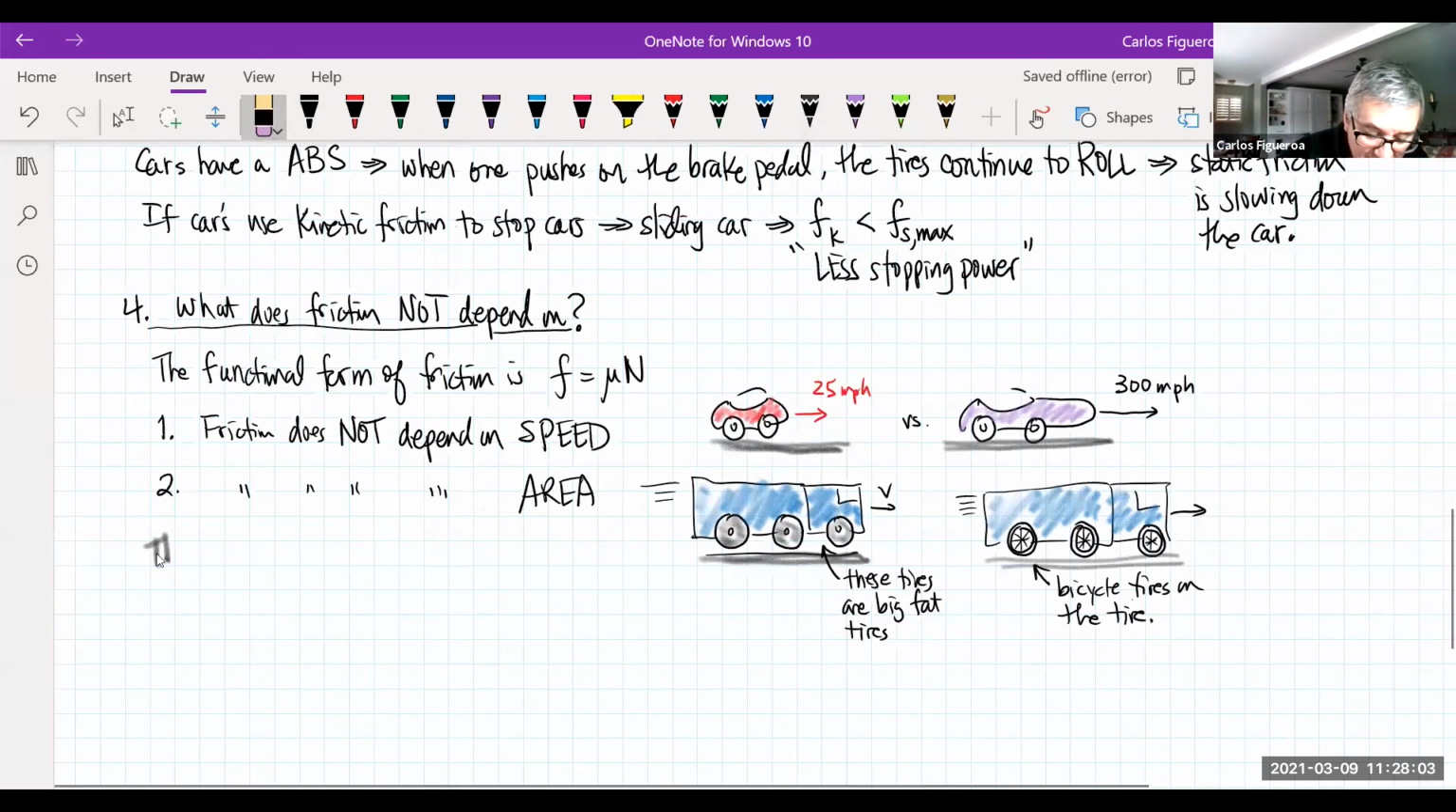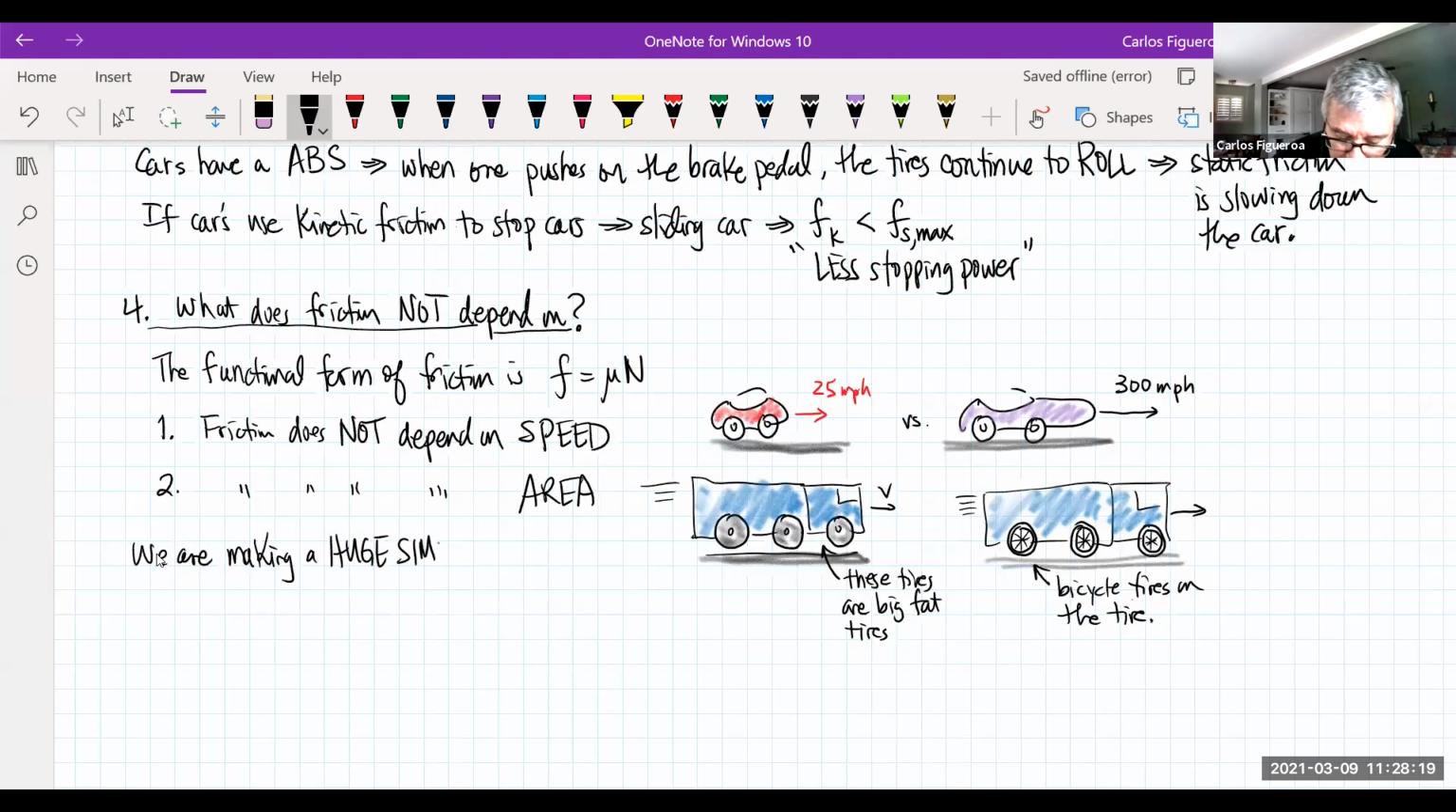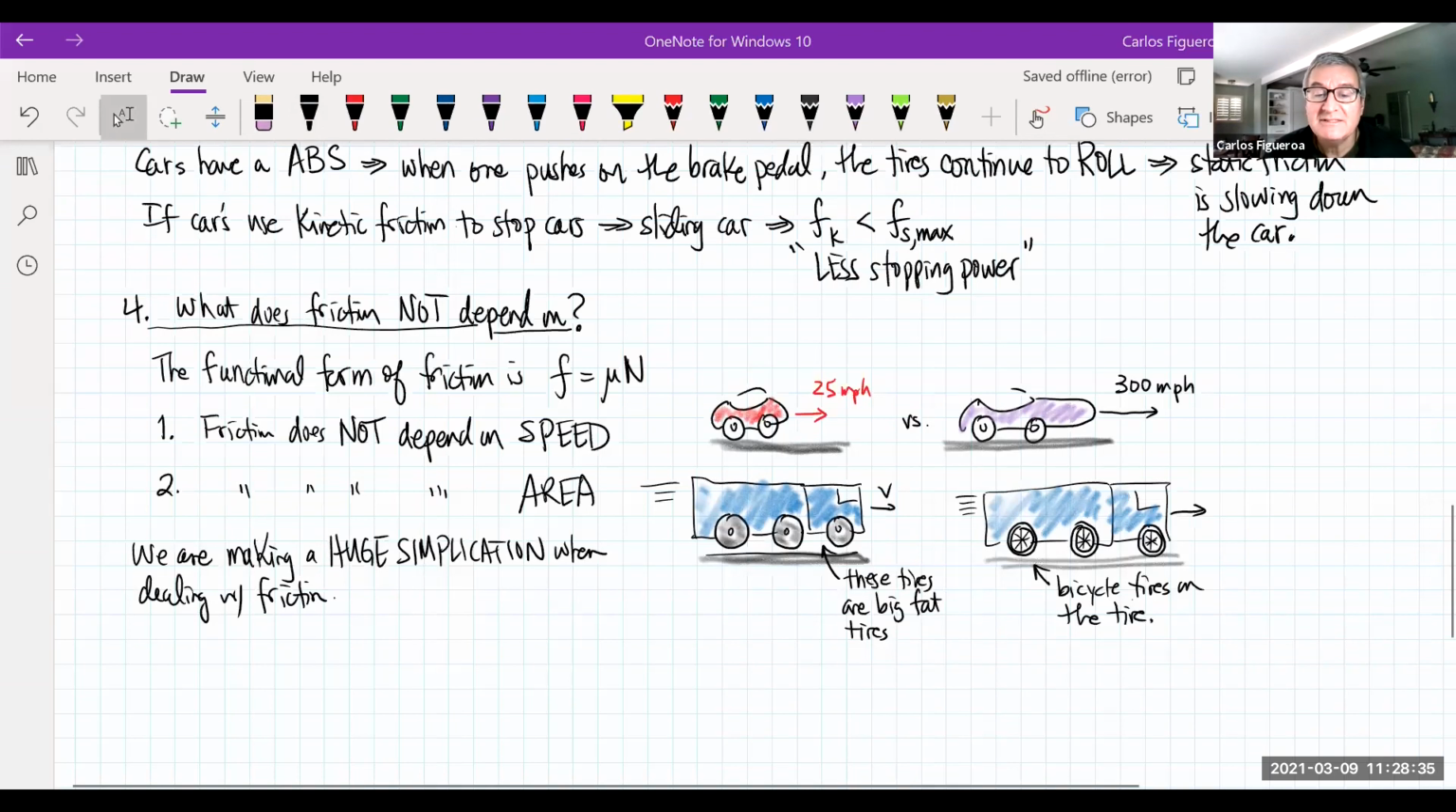The statement that it doesn't depend on speed and it doesn't depend on area is a huge simplification. We are making a huge simplification when dealing with friction when you do that. And if that doesn't answer your question, check out this image.